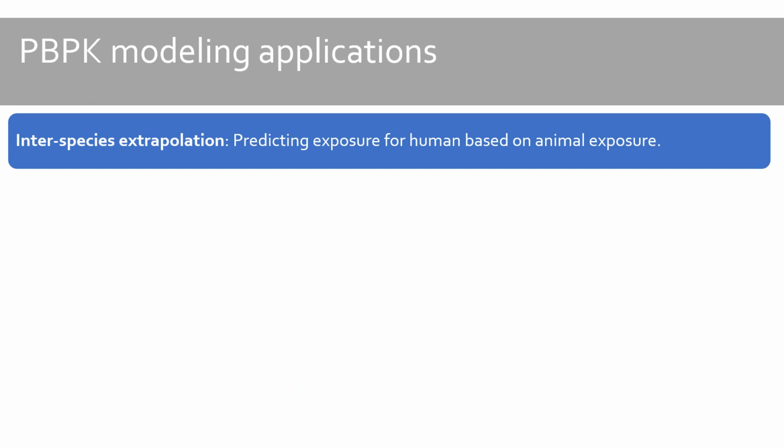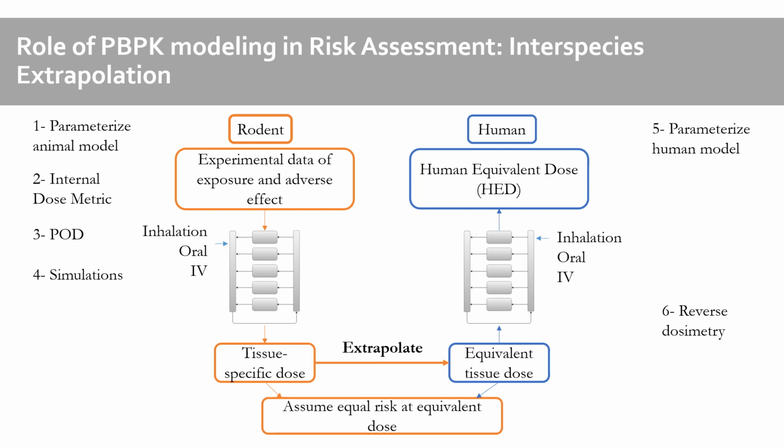So let's look at the applications of PBPK modeling. The first one is interspecies extrapolation, which means predicting the exposure for humans based on animals. So here you have an example of interspecies extrapolation. The first step is to parameterize an animal model, here rodents, and define the internal dose metric. So we want to look at tissue-specific exposure, define a point of departure. So we need experimental data on exposure and adverse effect, and then run some simulations. So here we are going to run, for example, oral simulations and look at a brain specific tissue concentration. And we are going to assume an equal risk at equivalent dose between rat and human.